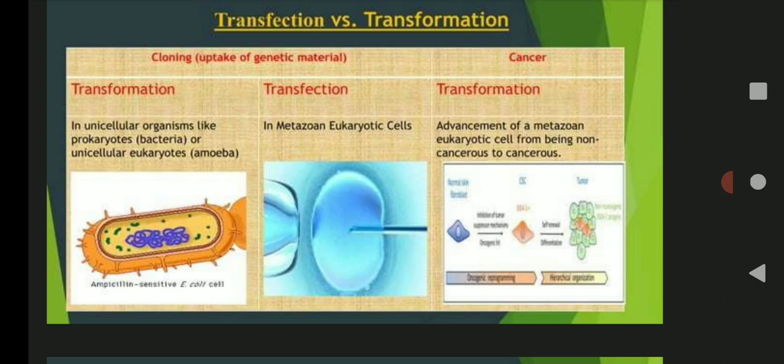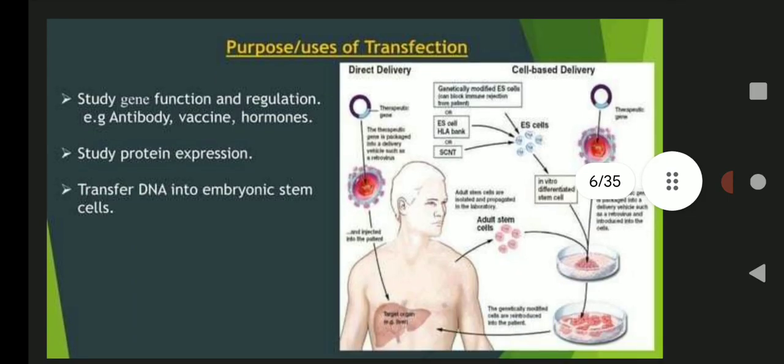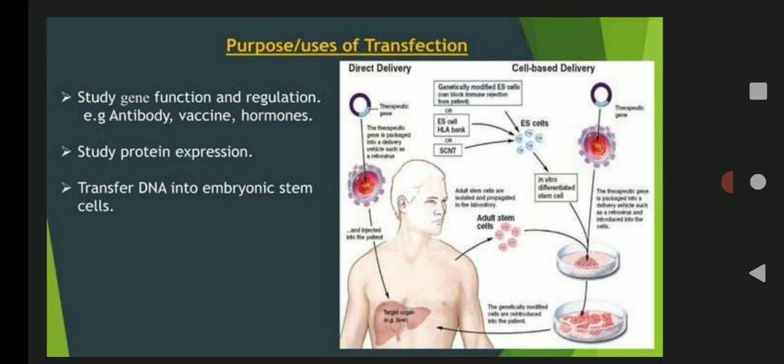When activated. What is the purpose and use of transfection? It is useful in studying gene function and how genes are regulated, especially antibody production, vaccine and hormone. It is also useful in studying protein expression, and we are able to transfer the DNA into embryonic stem cells.